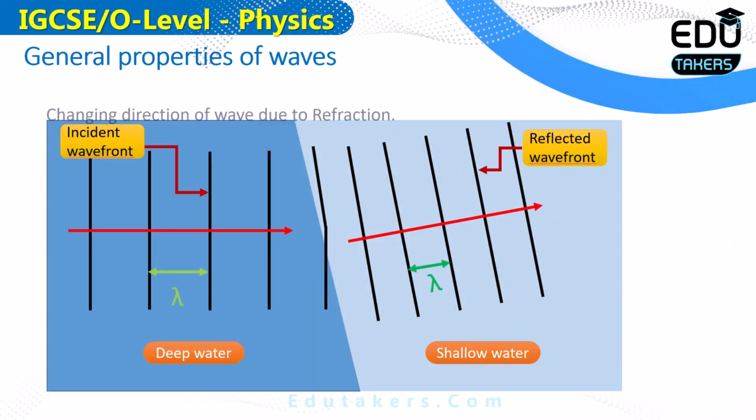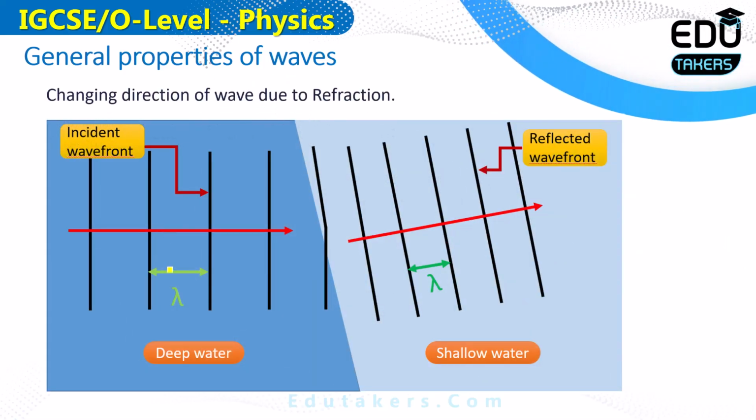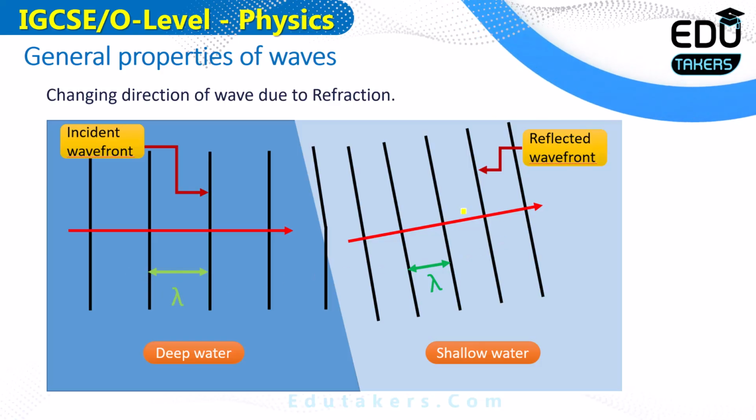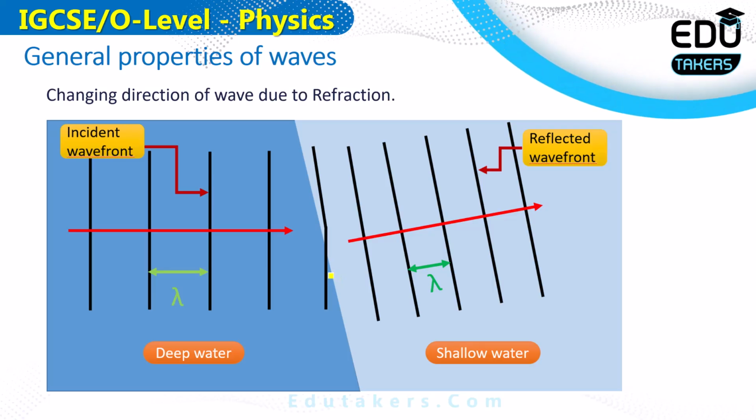In this figure, you can see here the refraction of the water waves. The deep water is basically the region where here is the incident wavefront, and these are going into the shallow water. As here is the difference of the density, due to which the direction of the waves changes.